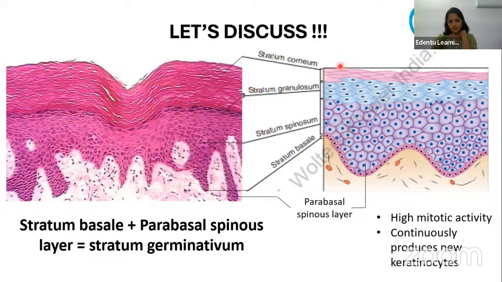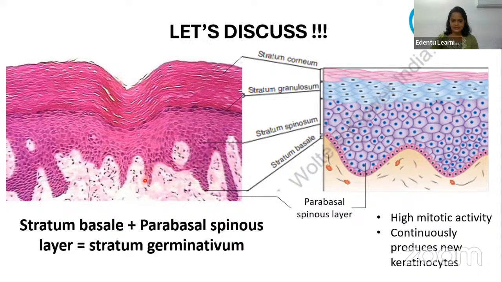germinativum is. If you look at a keratinized epithelium, you can see that there are 4 layers. The basement layer is the stratum basal, above that you have the stratum spinosum, then the stratum granulosum, and above that the stratum corneum. So these are the 4 layers present in the keratinized epithelium. So what is the stratum germinativum? Stratum germinativum means this basal layer.